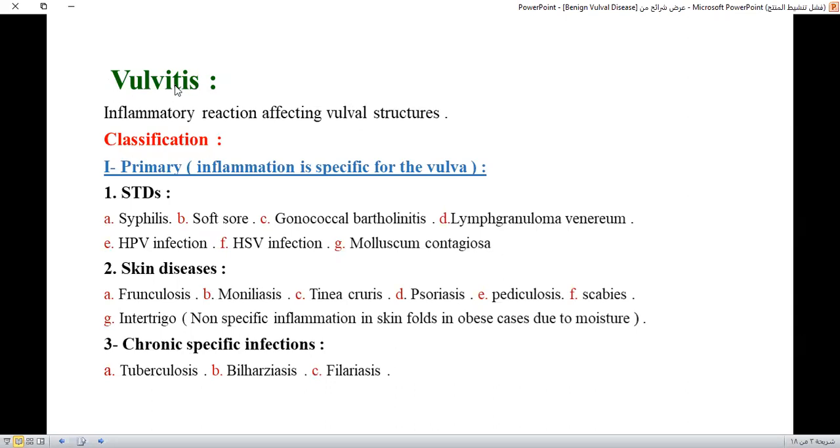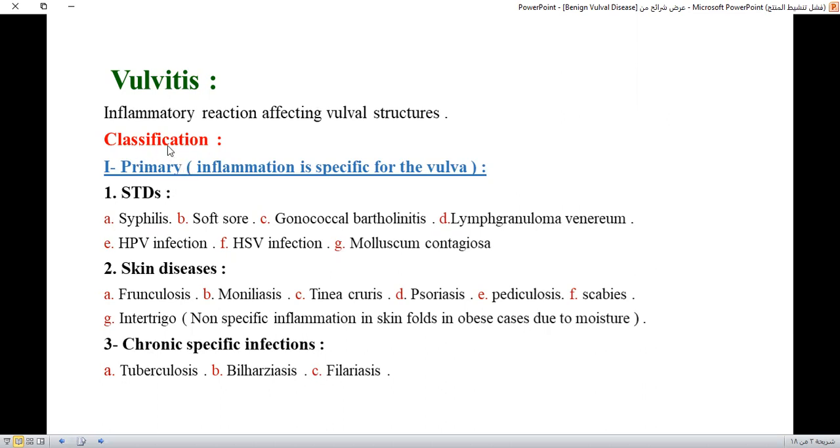We are talking about vulvitis: definition, an inflammatory reaction; classification, either primary or secondary. Primary causes: sexually transmitted disease, skin disease, chronic specific infection. Now, the most common are syphilis, soft sore, furunculosis, monilia, and bilharzia. What are the secondary causes for vulvitis? Enumerate the secondary causes for vulvitis.